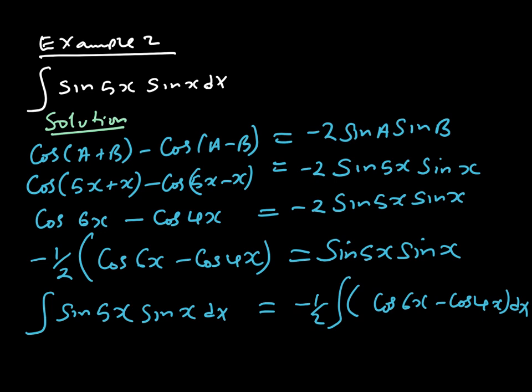And this is really very simple. What do you get? This is negative a half of sine 6x over 6 minus sine 4x over 4, and plus a constant of integration, and you are done.